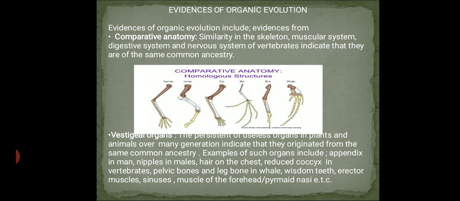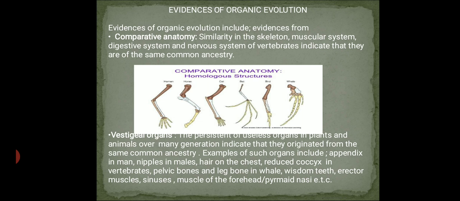Don't forget that the modern theory of evolution is based on three premises: the mutation theory, the theory of natural selection, that nature selects the best among individuals to survive, while the weak ones are removed. Evidences of evolution, evidences of organic evolution.